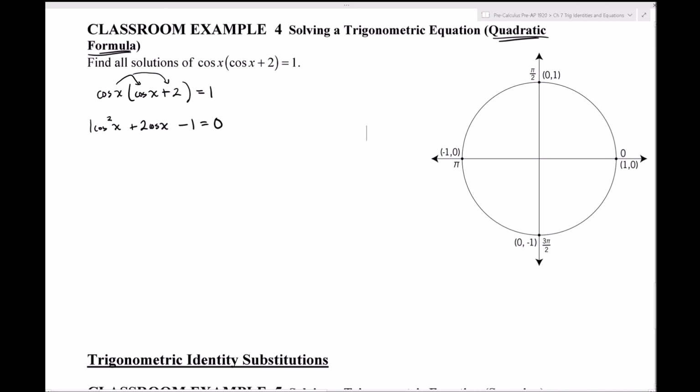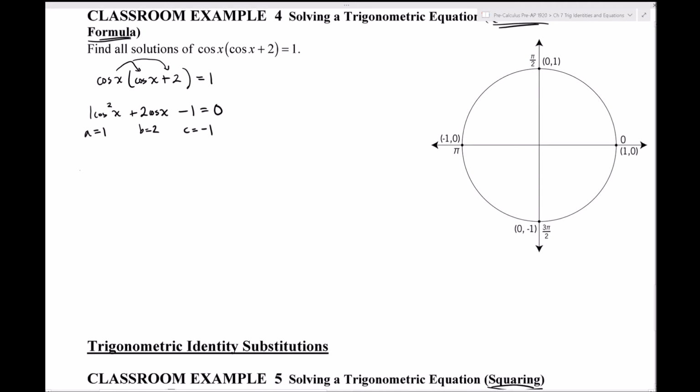So quadratic formula, a is 1, b is 2, c is -1. Remember to keep the signs too. So then cosine x is going to equal, what's the formula? You guys remember? -b plus or minus square root b squared minus 4ac, all divided by 2a. It's one of those things you should still have memorized. Plug in the values of a, b, and c accordingly. So -2 plus or minus square root 4 minus 4 times 1 times -1, all divided by 2 times 1.